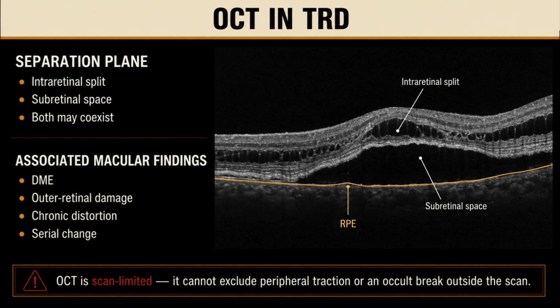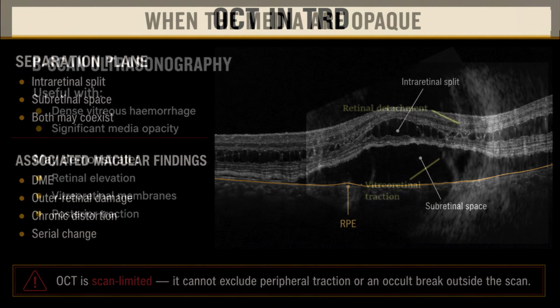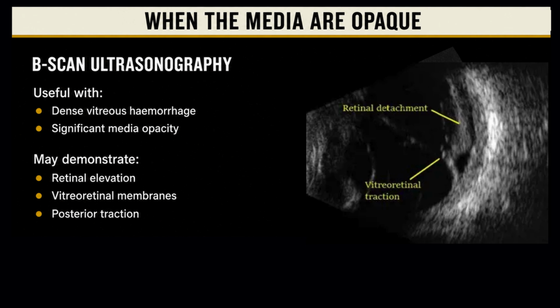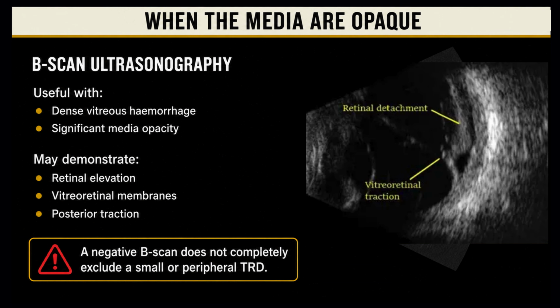However, OCT only shows the area included within the scan. It cannot exclude peripheral traction or an occult retinal break outside the scan field. When the fundus cannot be visualized because of dense vitreous hemorrhage or another media opacity, B-scan ultrasonography becomes important. It can identify significant retinal elevation and may demonstrate vitreoretinal membranes or traction behind the hemorrhage. But a negative B-scan does not completely exclude a very small or peripheral tractional retinal detachment.